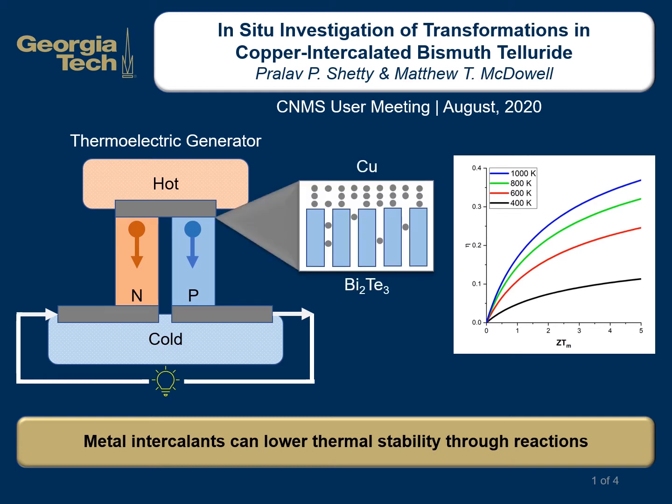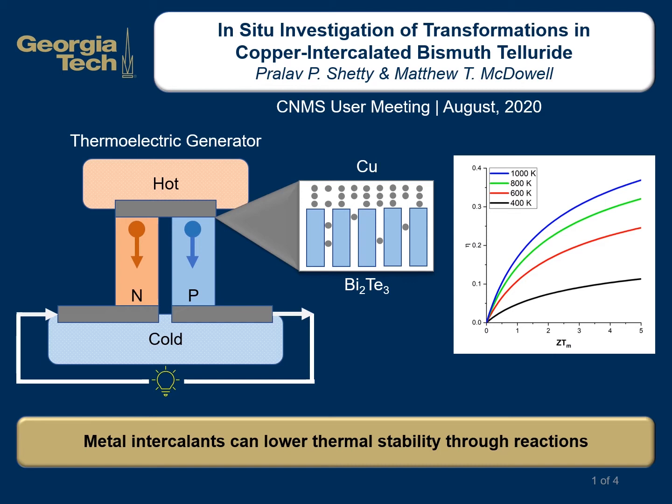Bismuth telluride is a layered material, much like graphite, and it can readily accommodate several intercalants, including zero-valent metals, into its van der Waals gap. Thus, our goal in this study was to understand how the presence of metals within the gap would influence the thermal stability and eventually the performance of such devices.